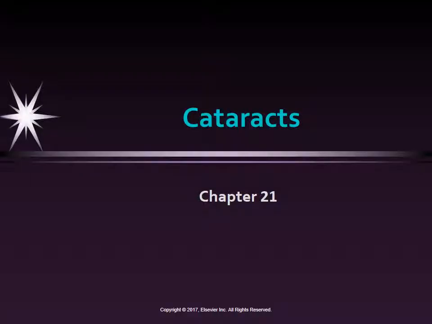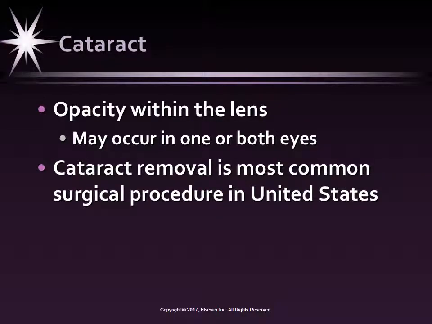We have chapter 21. We're going to start with cataracts. If present in both eyes, one cataract may affect the person's vision more than the other.